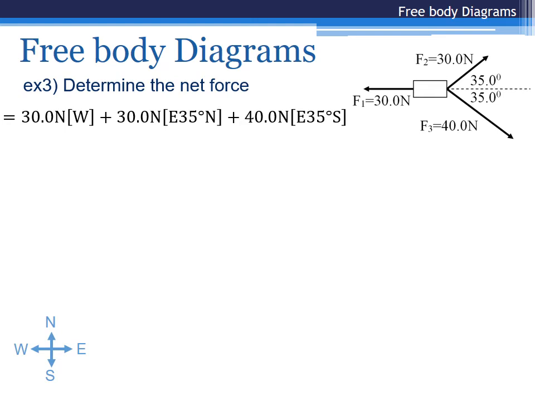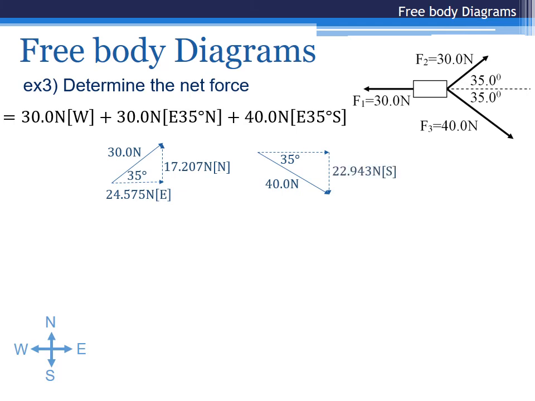So I'll start with 30 newtons east, 35 degrees north. So I go east first, and then north. The angle is going to be 35 degrees, and the overall force is 30 newtons. So I'm going to use sine to find the opposite side, and then I'll use cosine to find the adjacent side. I'll do the same thing with the 40 Newton vector. I go east first, and then south. I draw the resultant vector, which is 35 degrees south of the eastern direction. I'll use sine to find the opposite side. I'll use cosine to find the adjacent side.